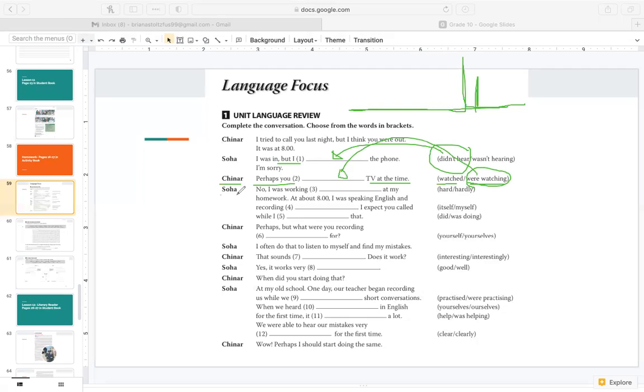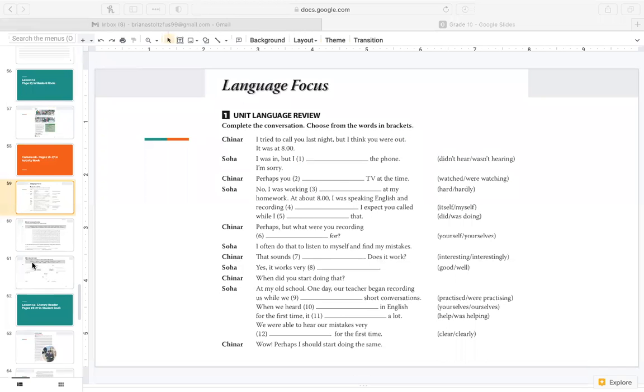Let's do one more. Soha says, no, I was working at my homework. I was working hard or I was working hardly? In this case, we would say hard. I was working hard at my homework. See if you can complete this on your own. We will check the answers in class.